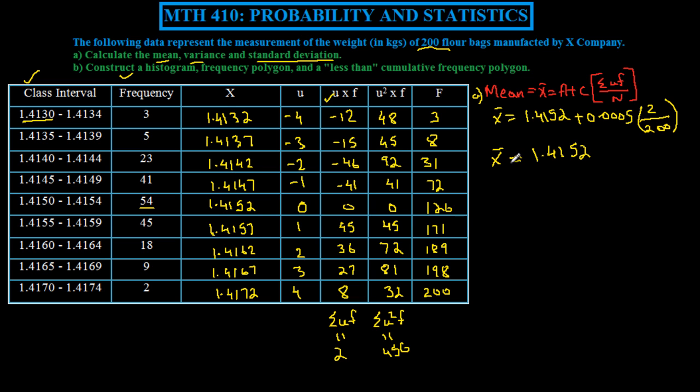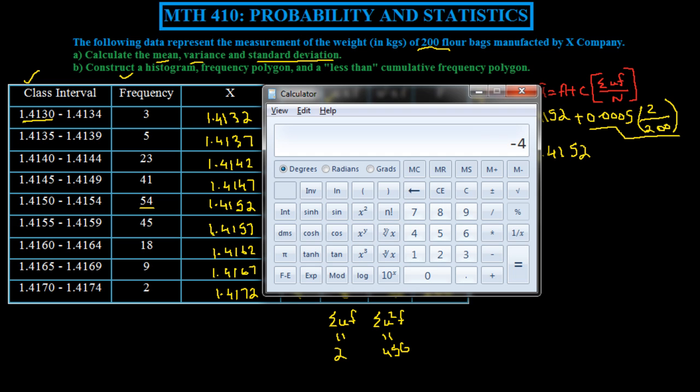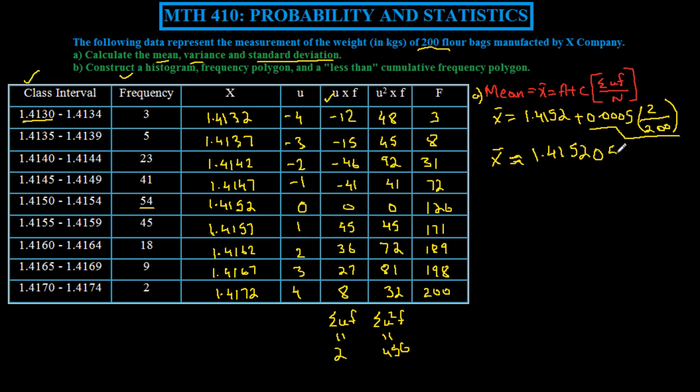If you approximate it, you'll get this number. Because this number is so small, it's 0.0005 divided by 100, since 2 over 200 simplifies to 1 over 100. That plus 1.4152 gives 1.415205. You can say that's our exact mean.